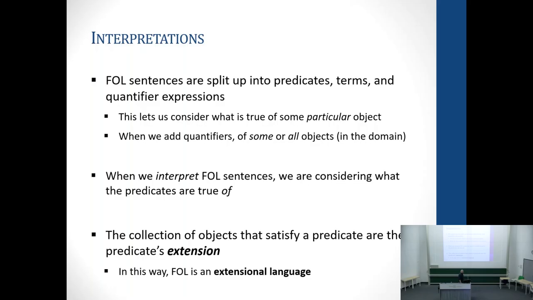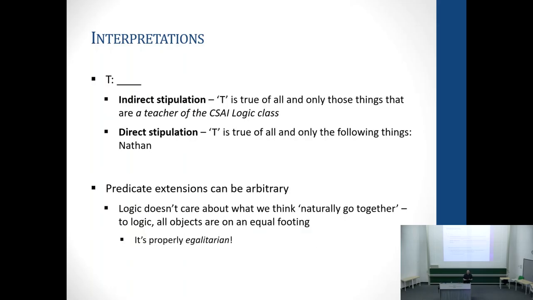So the collection of objects from the domain that satisfy a predicate, we will call the predicate's extension. In this way, FOL is not a truth functional language. It's not like TFL. It's an extensional language. What's going to determine the truth or falsity of fundamental units is what objects from the domain are in the extensions of the relevant predicates. And then once we have those, everything else is going to work just like TFL. So that's the kind of background. It will be helpful to get this as we talk about how these things work.